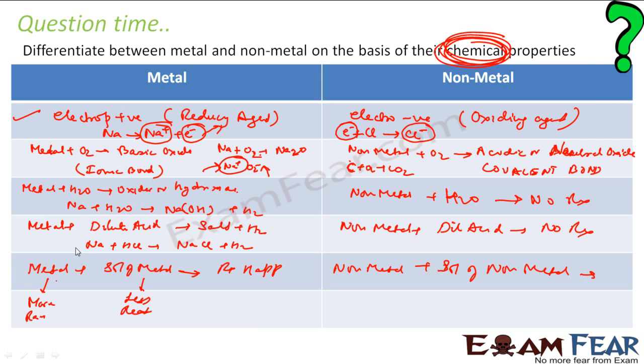Non-metals don't react with water. Metals react with dilute acids. Non-metals don't react with dilute acid. And metals react with salts of metals. In that case, a double displacement reaction happens, if this metal is more reactive than that metal. So this is all the difference between metals and non-metals based on their chemistry.